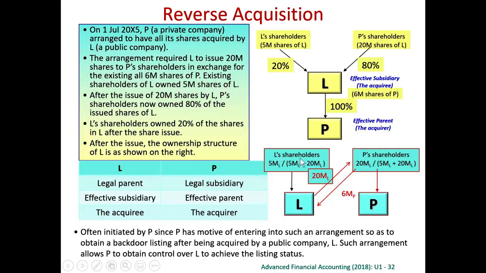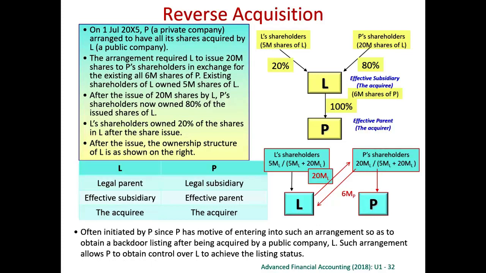So how is the situation? Actually L issued 20 million shares to P's shareholders, and in exchange they get all the 6 million shares of P. So after this share exchange, L holds all the 6 million shares of P, and therefore got 100% control over P. This is certainly a business combination because we combine the business of L and P together. If this is a business combination, we must identify the acquirer, either L or P.